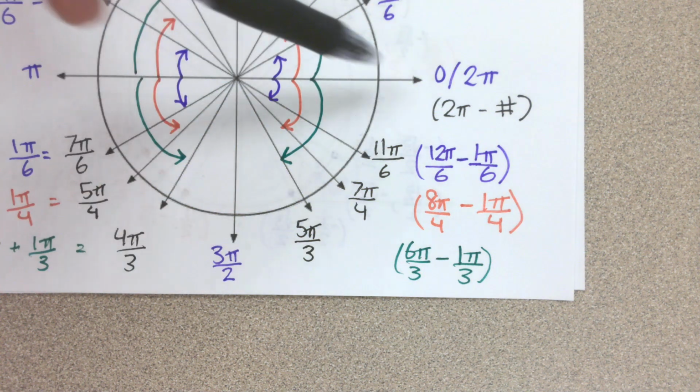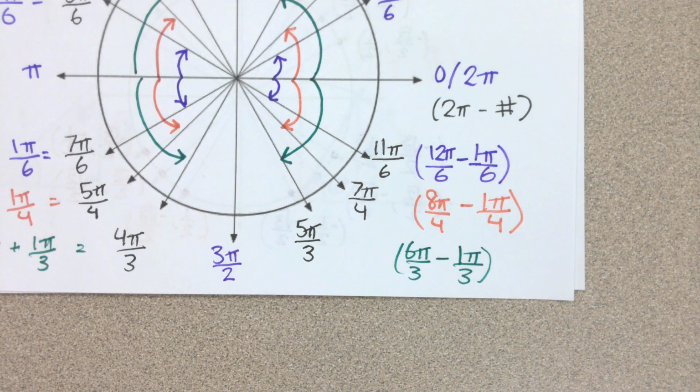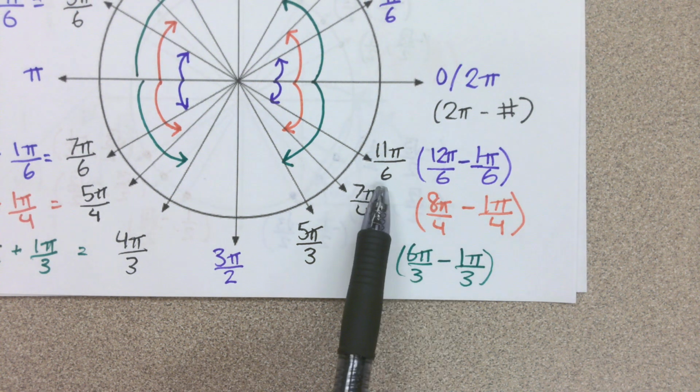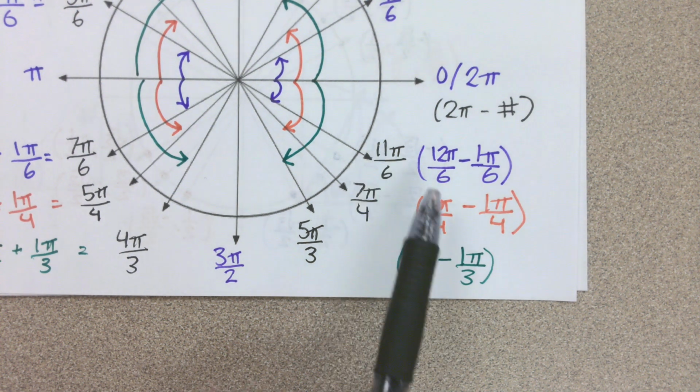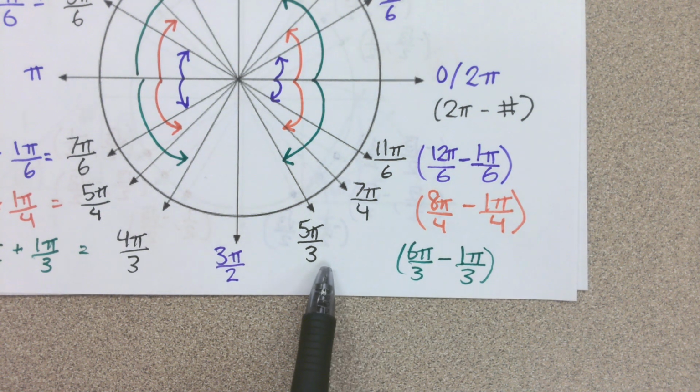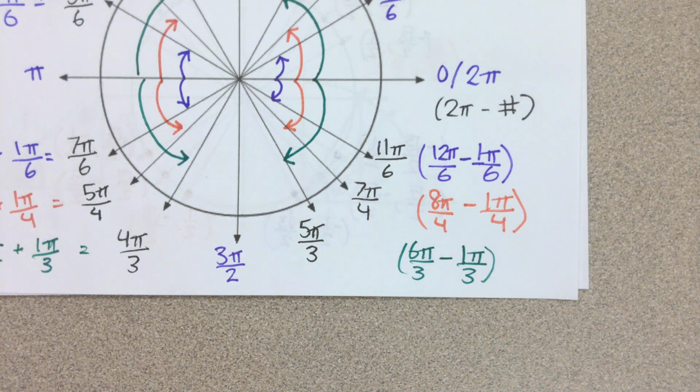Reminder, in this quadrant, we're 1 shy of making a full circle, which is 2 pi. So you double your denominator and subtract 1. Double 6, that's 12, minus 1 is 11. Double 4, that's 8, minus 1 is 7. Double 3, that's 6, minus 1, that's 5. These patterns will make memorizing the radians part extremely easy.